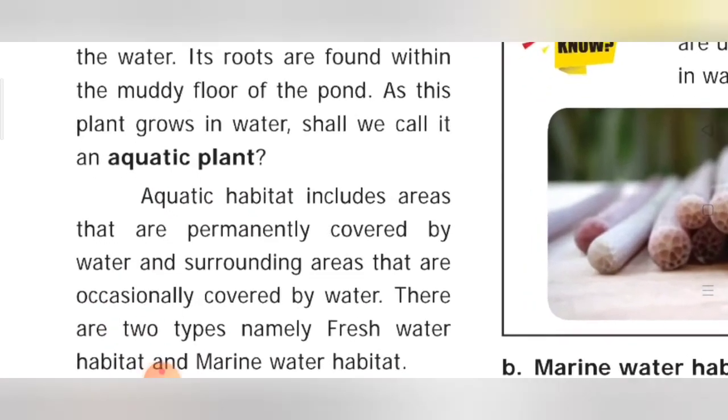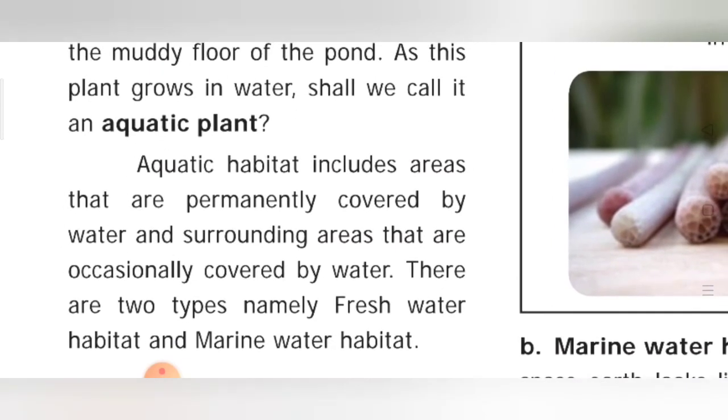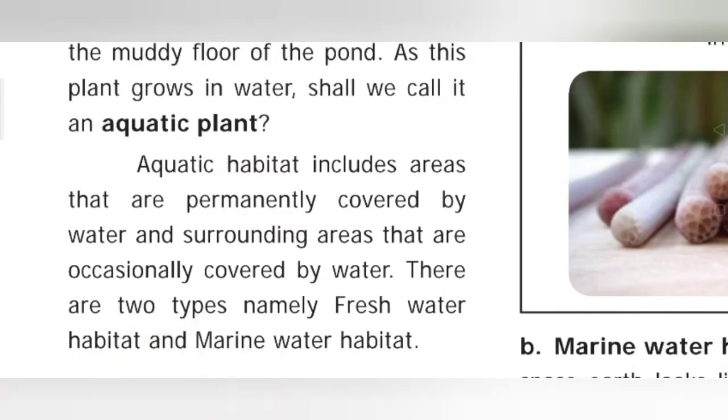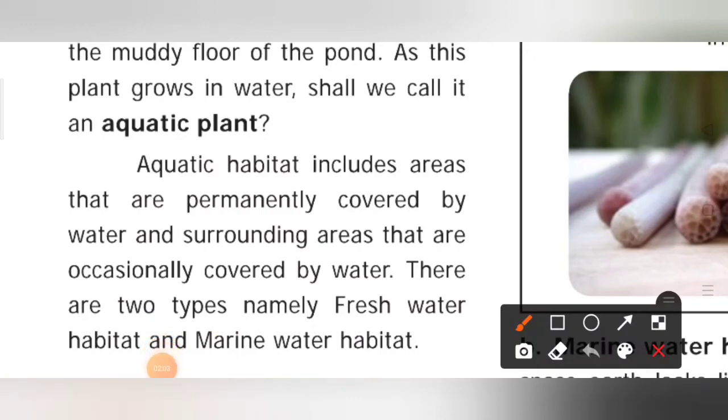Okay, did you understand, children? Aquatic habitat includes areas that are permanently covered by water and the surrounding areas that are occasionally covered by water. Occasionally means once in a while. So such habitat is called aquatic habitat. Do you understand? So the habitats which are related to water are called aquatic habitat.